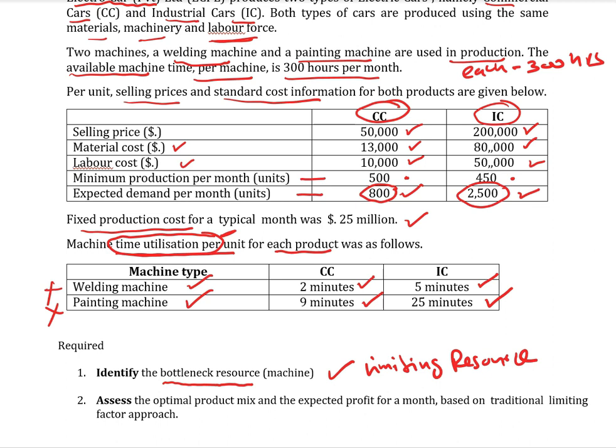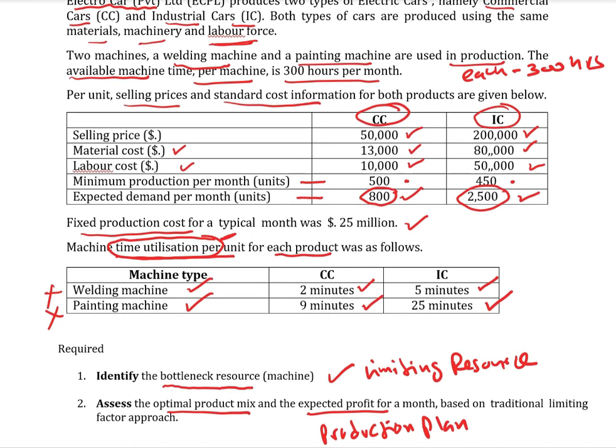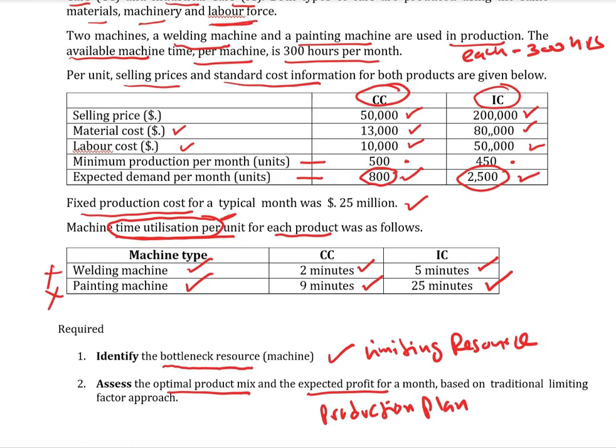Assess the optimal product mix. So after identifying the limiting resource, the bottleneck, based on that you need to identify the optimal product mix or the production plan. How you are going to produce these cars in order to maximize the profit, based on the traditional limiting factor approach. Now in order to evaluate this, you need to follow certain steps.